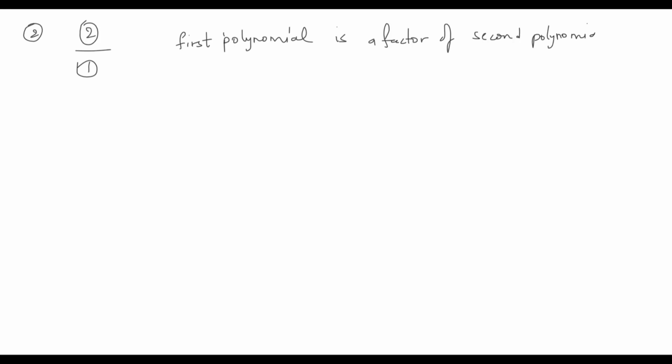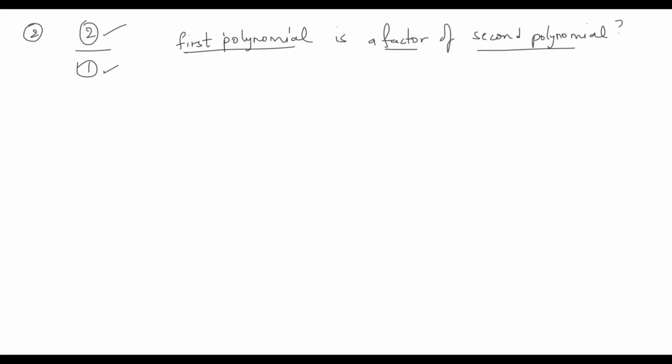The second bit asks us to check whether the first polynomial is a factor of the second polynomial by dividing the second polynomial by the first polynomial. What are they asking us to do? They are asking us to divide the second polynomial by the first polynomial and know whether the first polynomial is a factor of the second polynomial. This is what they are asking. So firstly, you have to divide the second polynomial by the first polynomial and know whether the first polynomial is a factor of the second polynomial.